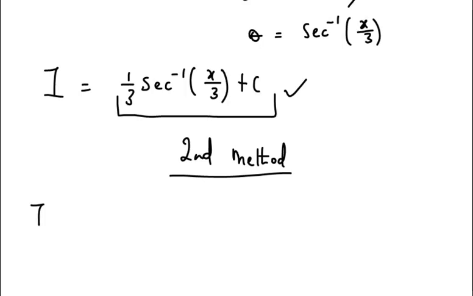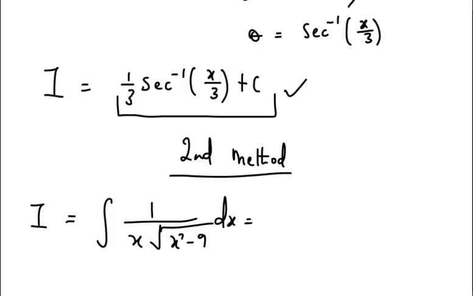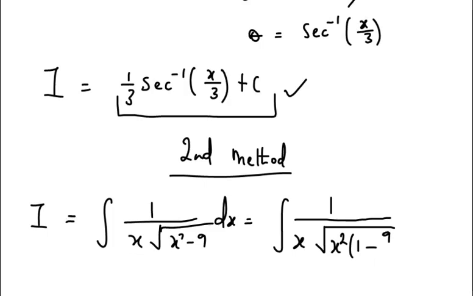So for the second method, remember our I is equal to the integral of 1 all over x multiplied by the square root of x squared minus 9, and then we have our dx. So this is going to be equal to the integral of 1 all over, we have x here, right? So here we're going to have the square root. Then we factor out x squared here. Then we're going to have 1 minus 9 all over x squared, right? And here we have dx.